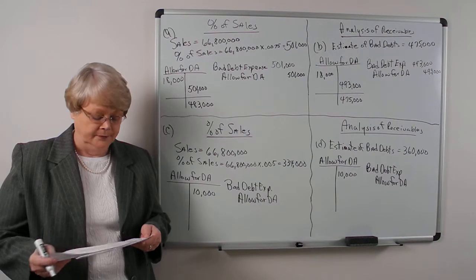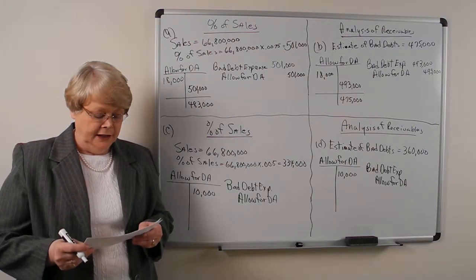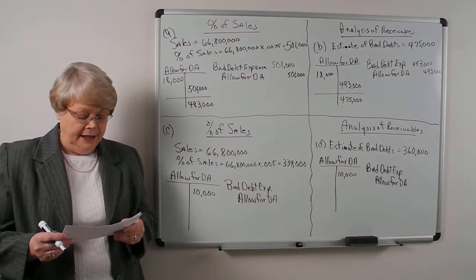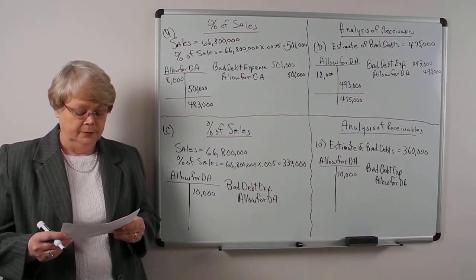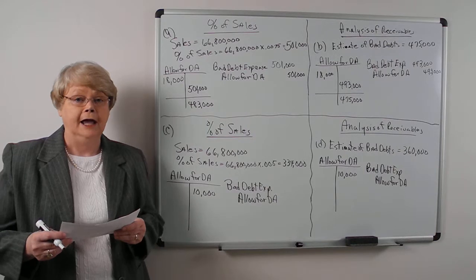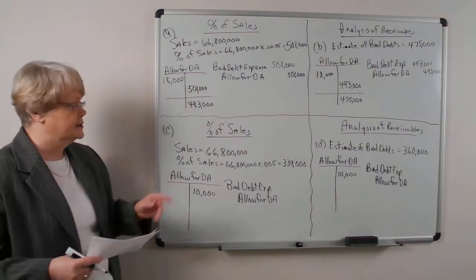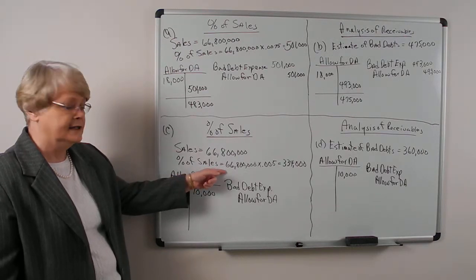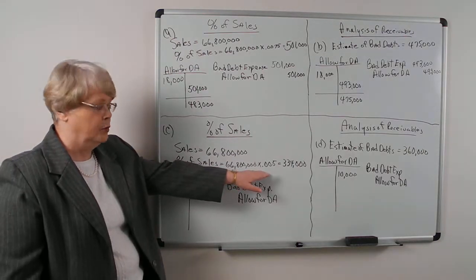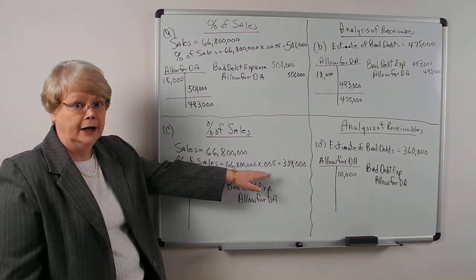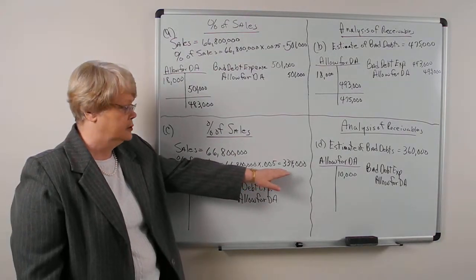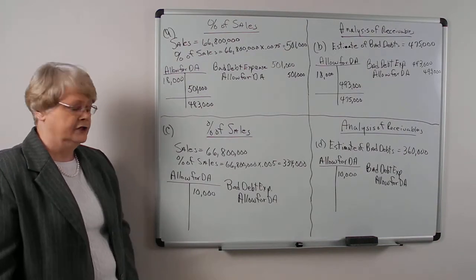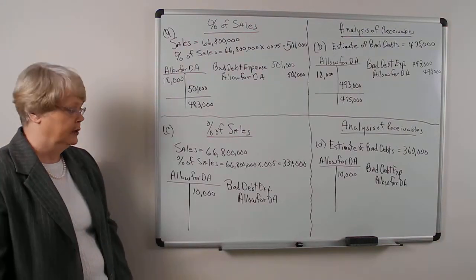Let's look at the third one. C. The allowance account before adjustment has a credit balance of $10,000. Bad debt expense is estimated at 1%, or excuse me, 1/2% of net sales. So first we're going to multiply out our percentage of net sales, $66,800,000 times 0.005, which is 1/2%, and that equals $334,000.